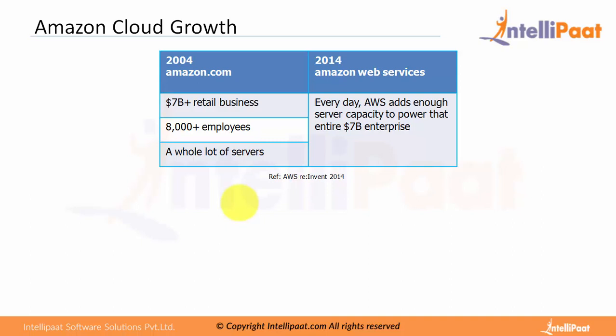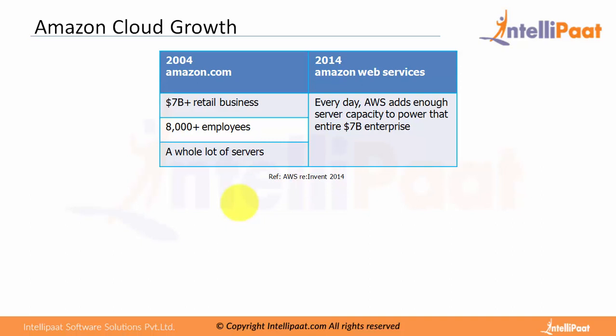And when I'm talking about this, even in the previous cloud computing session I talked about why it's very important to use Amazon, or the growth of Amazon, or I spoke about it being massively scalable. What did I refer to over there? This is the case given by Amazon itself. Amazon says in 2004 they were a $7 billion plus retail business. They had more than 8,000 employees, and I am talking about 12 years back. There were a whole lot of servers in Amazon.com.